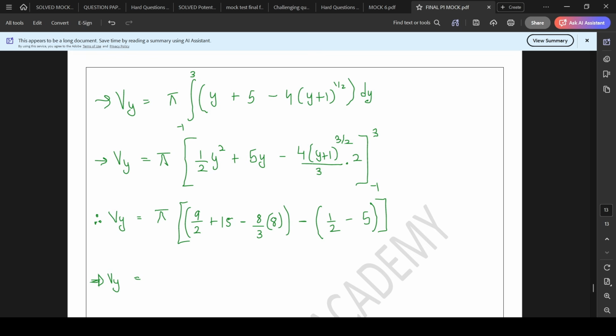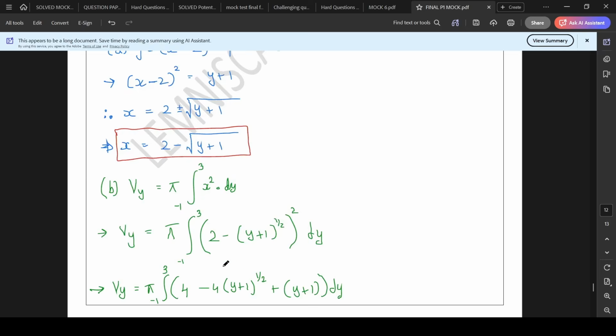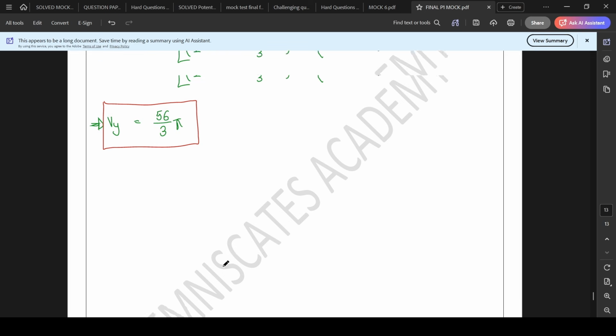I'm going to take calci out and solve it in my calci. You can do it along with me. Of course, you can't see my calci, but you can try to do it. So it's 9 by 2 plus 15 minus 16 by 3 minus half plus 5. This comes out to be 56 by 3 pi. So this is the answer that I've gotten for this part. So this is the volume of revolution around the y-axis by 360 degrees. And with this, we are done with the entire paper. There are no more questions left.